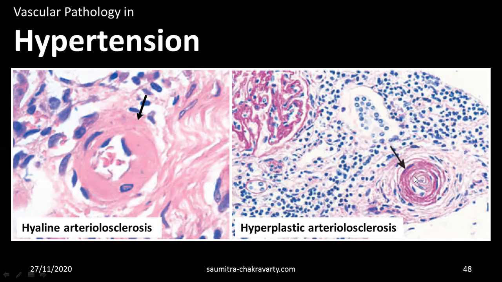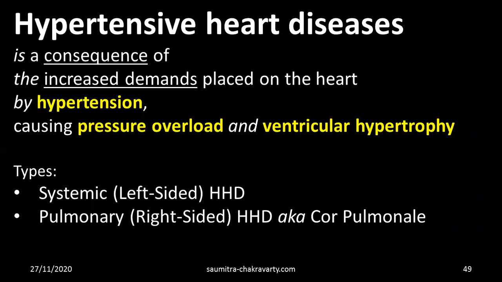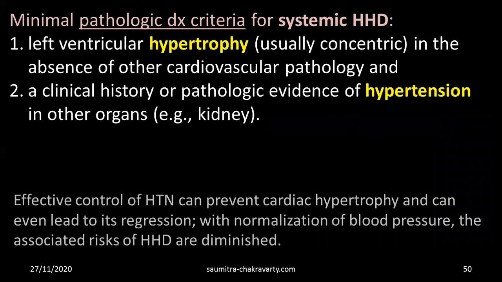So this type of thing can happen in hypertensive patients. We get a renal biopsy and we can see this kind of structures there. Now, hypertensive heart disease can be systemic or left-sided, or pulmonary or right-sided. You already told that. Right-sided heart failure has another name, which is called cor pulmonale. And hypertensive heart disease ultimately causes pressure overload and ventricular hypertrophy.